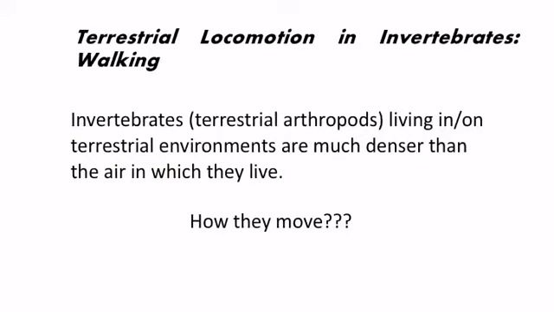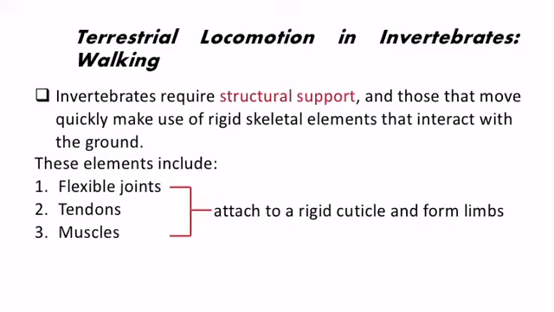Invertebrates are much denser than the air in which they live. So how do they move in the terrestrial environment? These invertebrates require structural support, and those that move quickly make use of rigid skeletal elements that interact with the ground. These elements include flexible joints, tendons and muscles which are attached to a rigid cuticle and form limbs. So limbs are the elements which provide the structural support to the terrestrial invertebrates for walking.